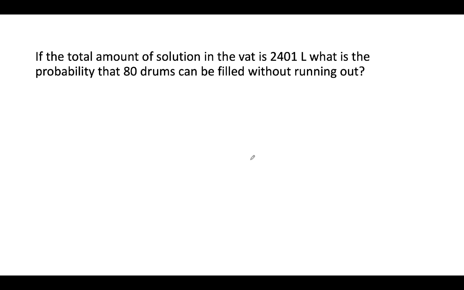experiment. If the total amount of solution in the vat is 2401, what is the probability that 80 drums can be filled without running out? Okay, so this time our sample size has changed. So let's take a note of that. Now we're not taking 50 drums, we're taking 80 drums.